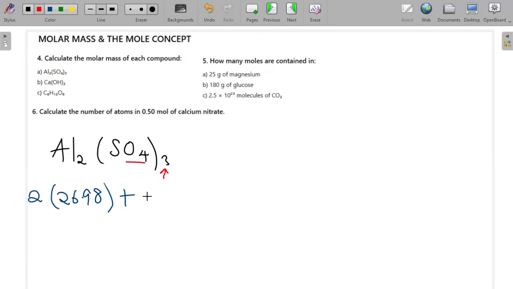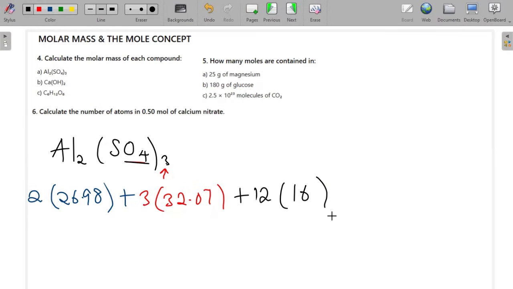So I'll say plus 3 multiplied by the molar mass of sulfur. Sulfur, we said, was 32.07. And then I'll say plus, and for the oxygen, I have 4 already inside, and I'm multiplying by the 3 outside. So that is 4 multiplied by 3, which is 12, right? So that is 12 multiplied by the molar mass of oxygen, which is just 16. So this is what is going to give me the molar mass.